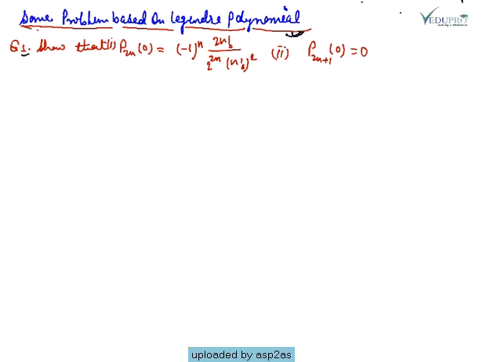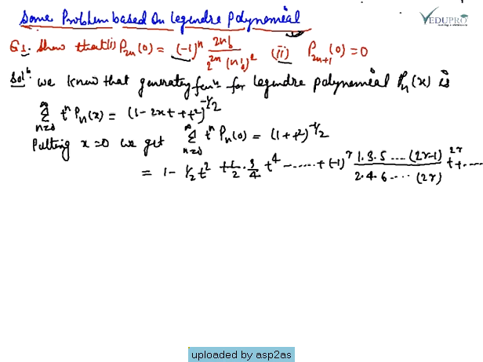Our question is to show that first, P2n(0) is equal to (-1)^n (2n)! upon 2^(2n) (n!)^2, and second, P2n+1(0) is equal to 0. Here we know that the generating function for the Legendre polynomial Pn(x) is the summation over n from 0 to infinity of t^n Pn(x), which is equal to (1 - 2xt + t^2)^(-1/2).